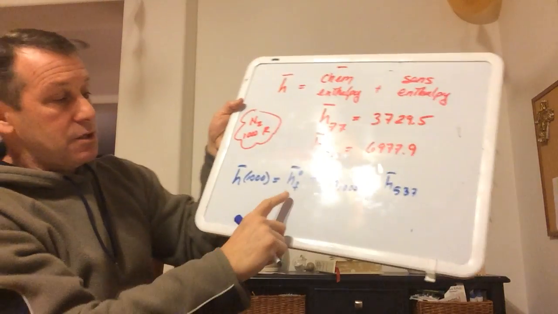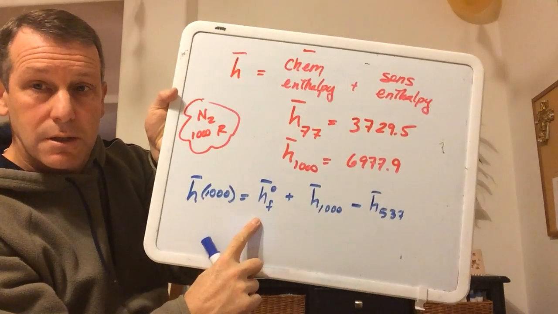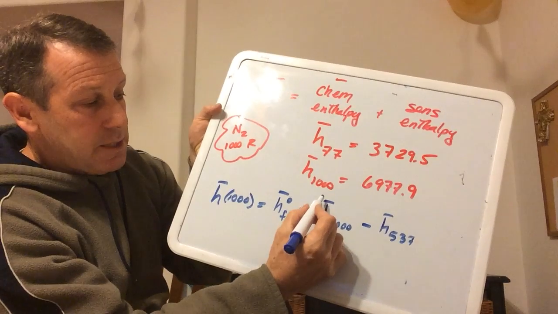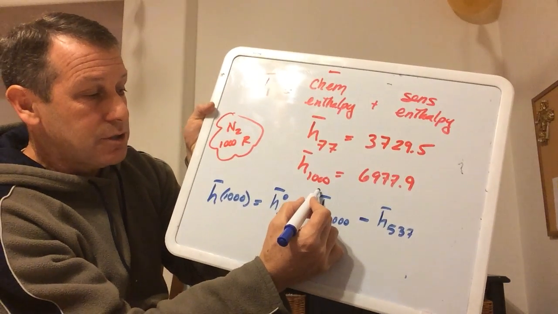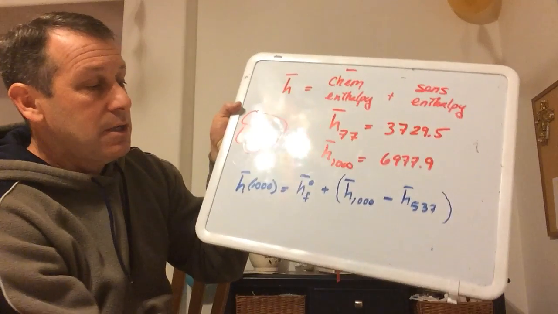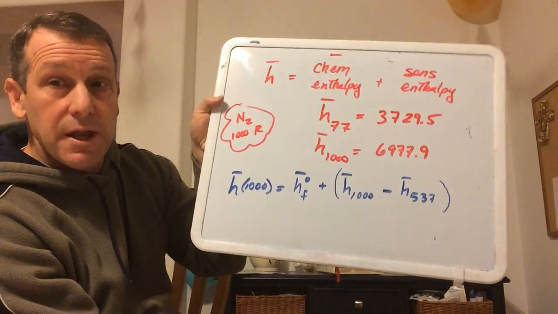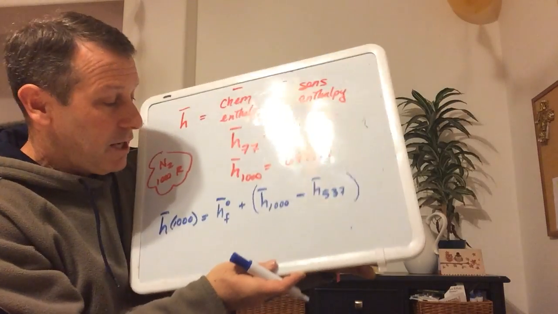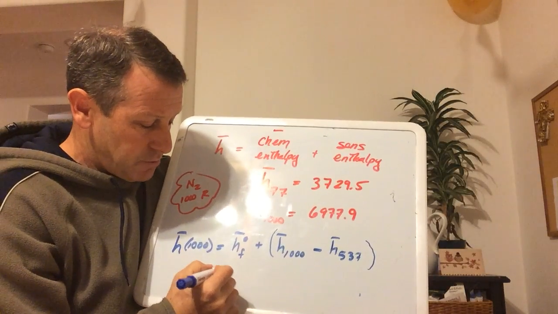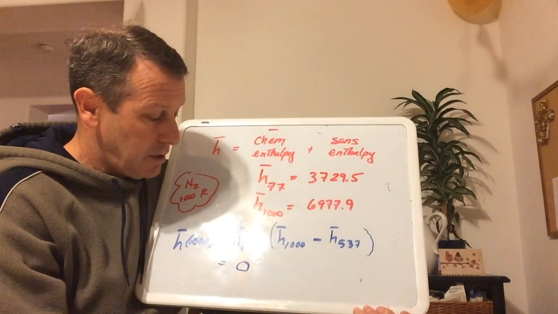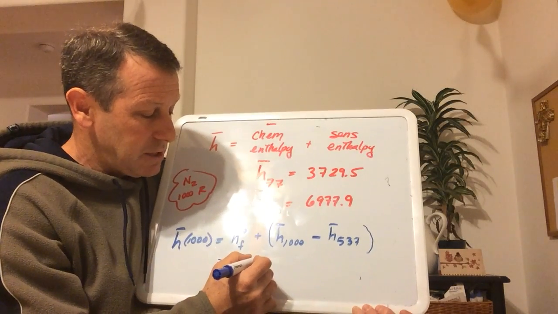Its enthalpy is going to be its enthalpy of formation, plus how much enthalpy it has compared to the enthalpy at 77 due to its elevated temperature. So there is our basic equation that we're going to use. All right, that's easy enough for nitrogen. We're going to go to the tables, and nitrogen's enthalpy of formation is 0, just like when we previously did these problems.